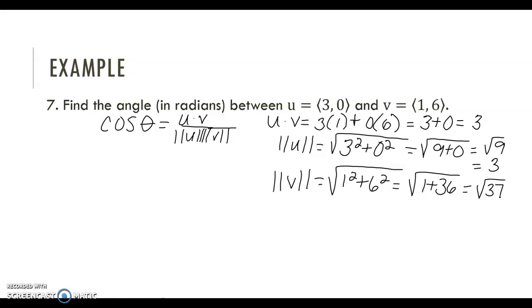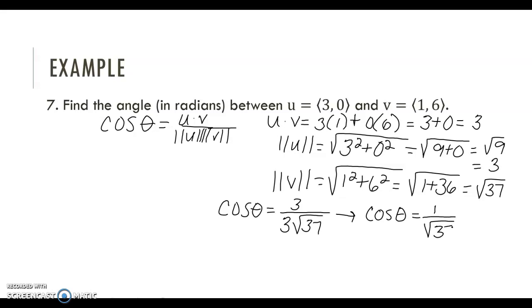Okay, so now that I calculated all these pieces, let's go ahead and substitute in. So cosine of theta is 3, that was my dot product, over 3 times the square root of 37. If I simplify that, I get that the cosine of theta is 1 over the square root of 37. I'm okay if you leave it like that. That's not your final answer, so it's okay to leave it like that for now.